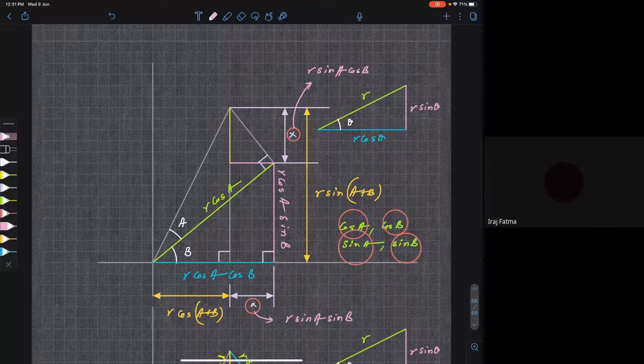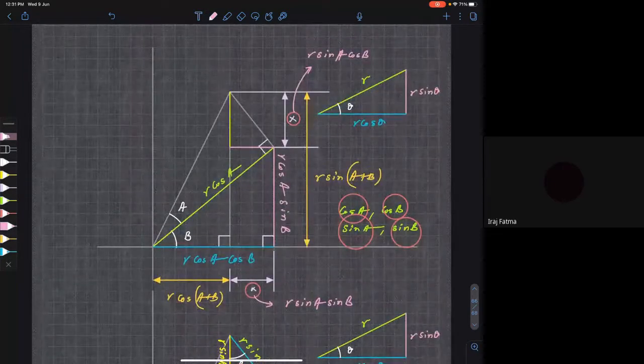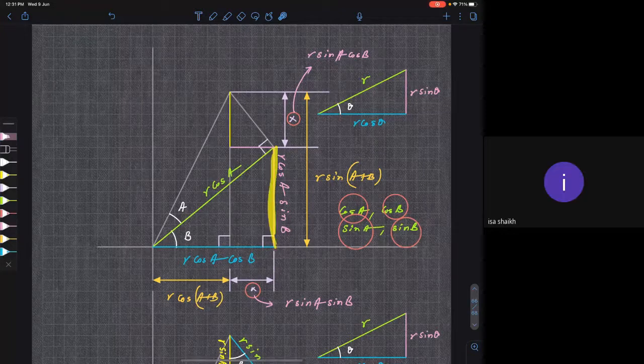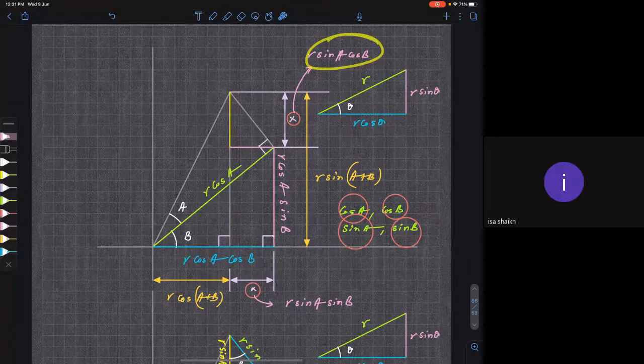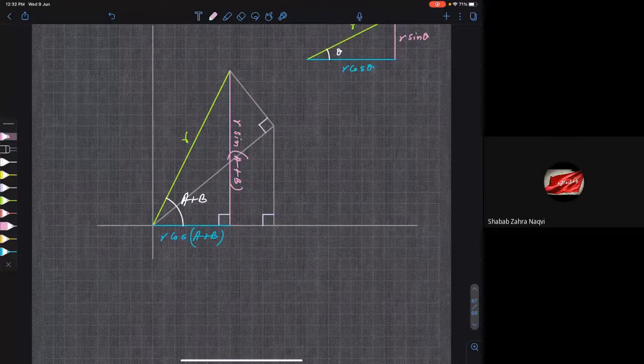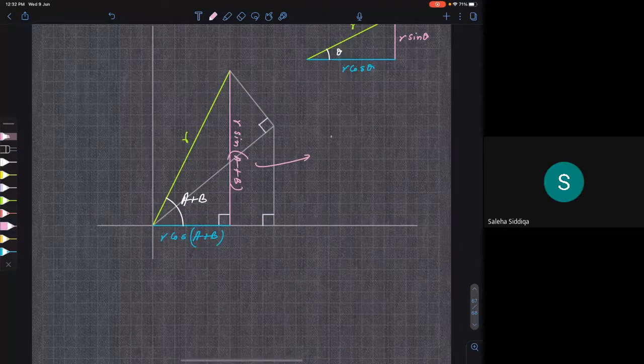Now you have found out what this full side is. So if you need to know the length of this full side, you have to add this and add this. Do you agree? Because till here it is r cos A sin B, and till here it is r sin A cos B. So if you add all these two, what will you get? R sin A cos B plus r cos A sin B. Do you agree? Yes, sir. That means this is equal to r sin A cos B plus r cos A sin B.